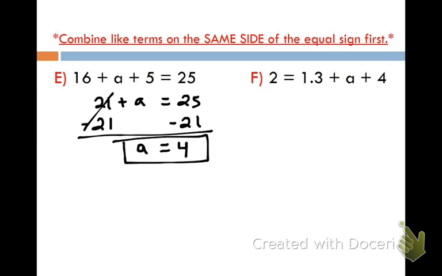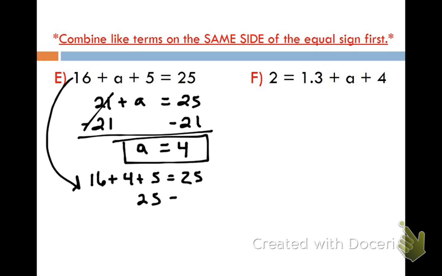Let's plug that back in. Remember, I'm taking my original equation and rewriting it, but instead of rewriting the A, I'm putting a 4. 16 plus 4 is 20. Plus 5? 25. Does 25 equal 25? Yes. Excellent job.